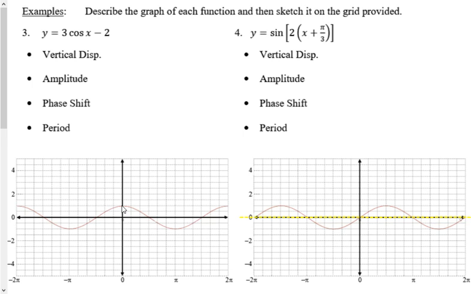So I've listed out these pieces of information in the order that I think them through. So I start with vertical displacement for number 3. What is the vertical displacement for this function? Volunteer, look for a hand, yes. 2 units down, yes. So I'm -2, because that tells me the direction as well.